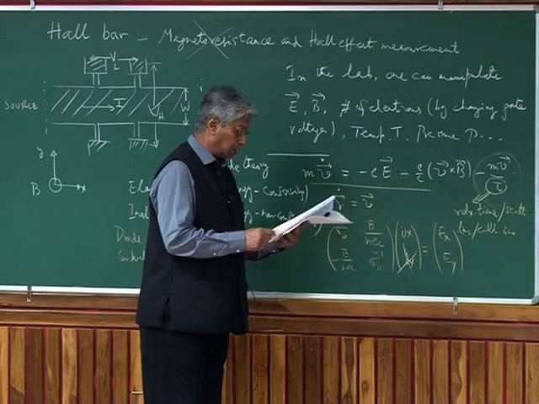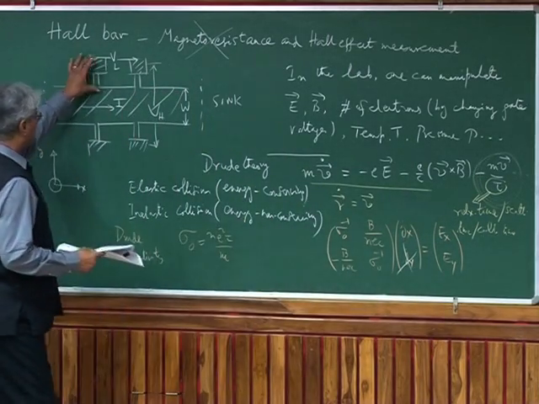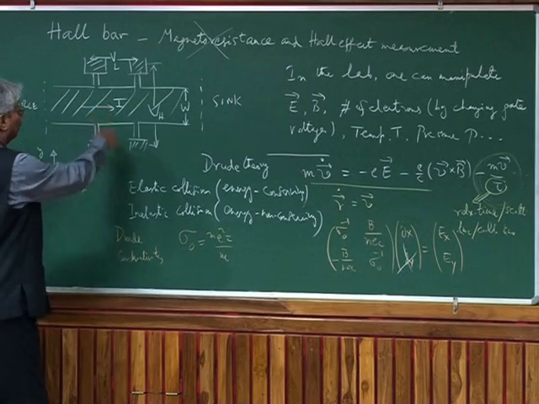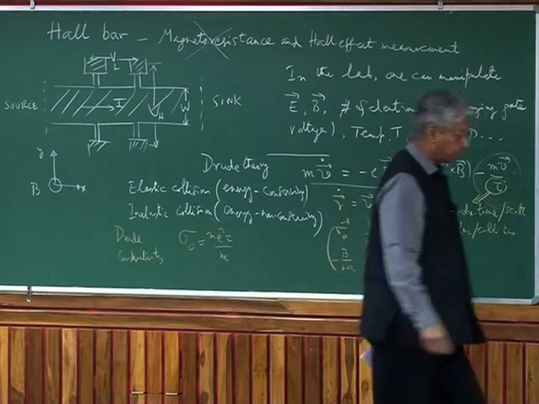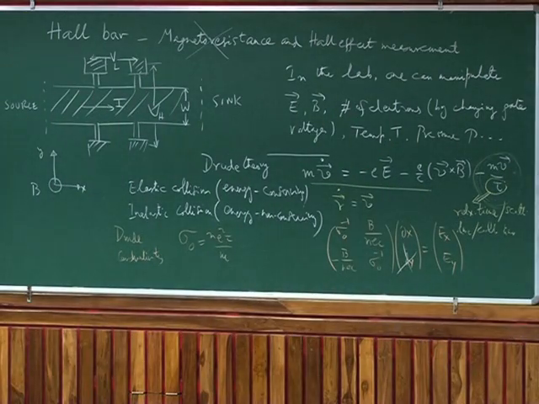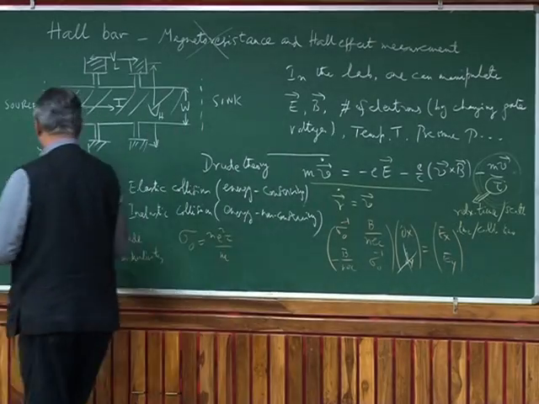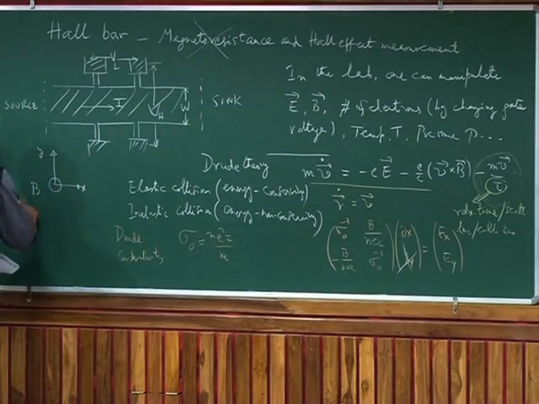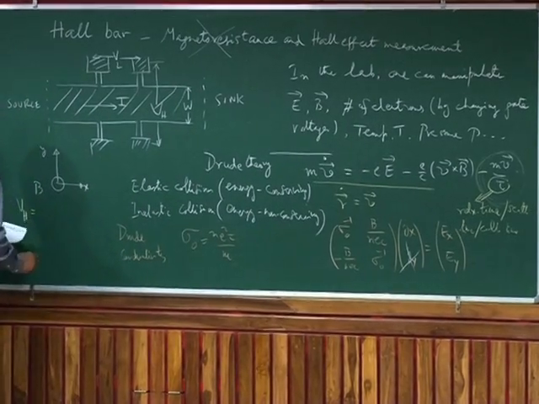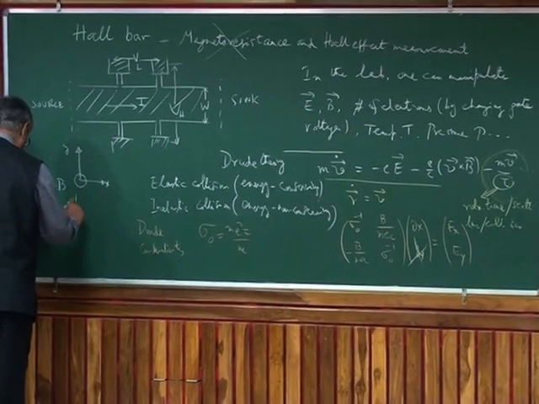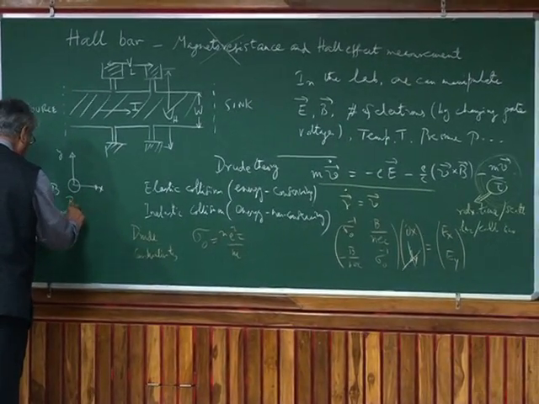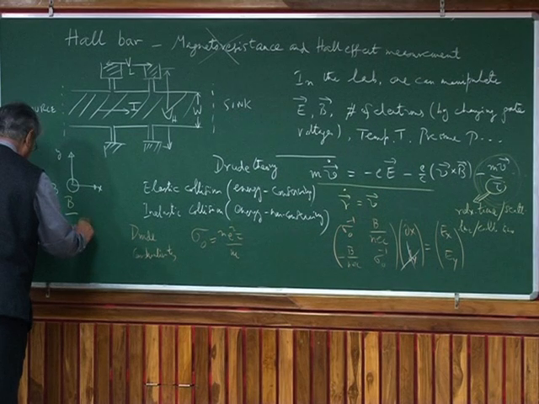Say, what are the expressions for VH and VL, the two voltage drops. So VH is equal to minus B over NEC IX, and there's a VL.